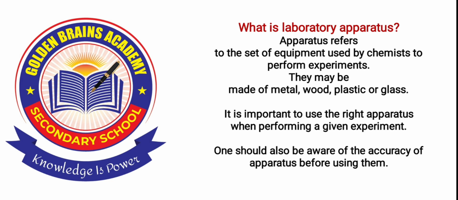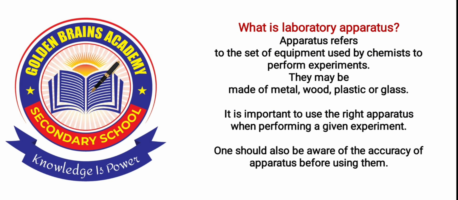These chemicals or these equipments or these materials are referred to as laboratory apparatus. Now, laboratory apparatus refers to the set of equipments used by chemists. Someone who studies chemistry is called a chemist. By chemists to perform experiment.